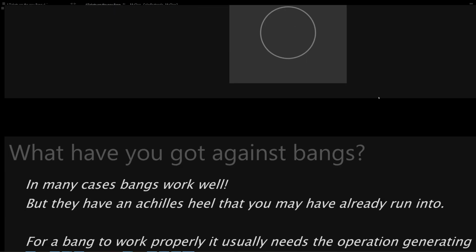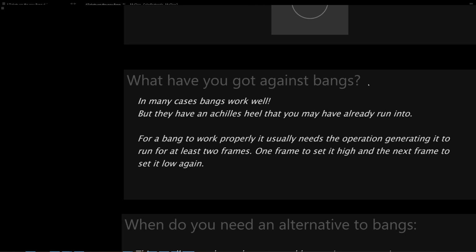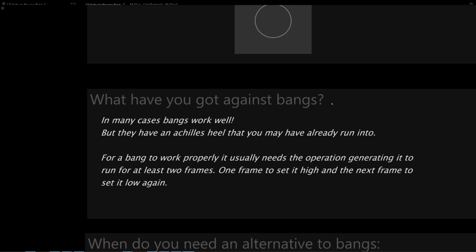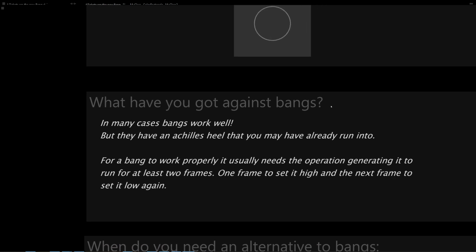You right click on these things and they're Boolean values that are high for one frame, low another frame. They're great for events, for representing that something has triggered. You can even be cheeky and run them for more than one frame if you indeed want something to run every single frame. Then it's more like a toggle. They have an Achilles heel you may have run into.